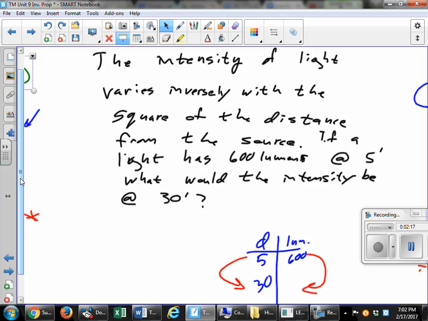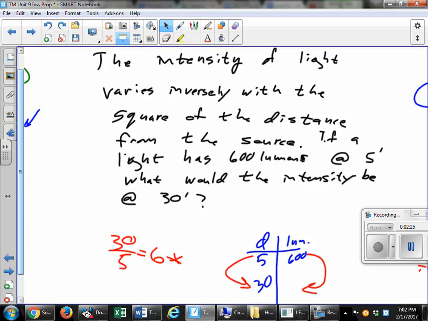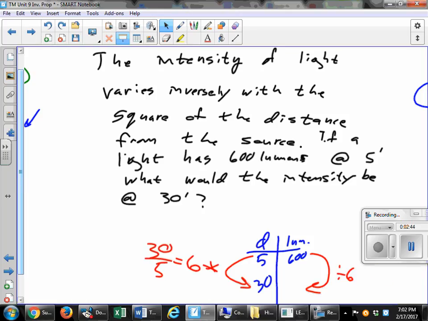And what's going to happen? Well, you can probably figure this out in your head. What do you do to a 5 to get a 30? You're going to wind up multiplying by 6. But you have to take a step back and think for a second: if I go from 5 feet to 30 feet, what's going to happen to the brightness of that light? It's going to have to go down. So if the left side was multiplied, the right side is going to have to be divided.